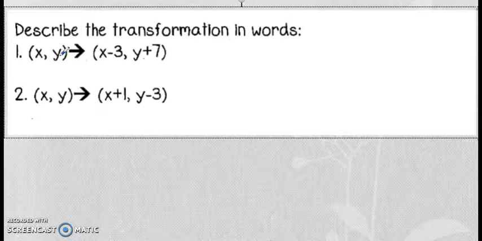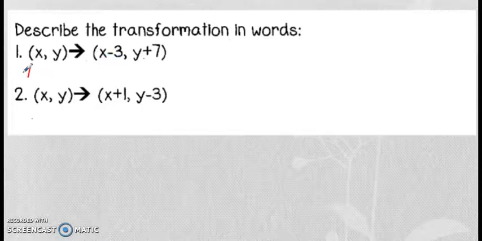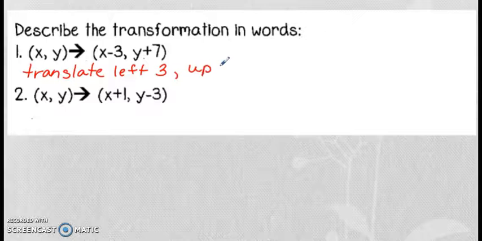In this example, we want to write it in words. So here is our original, and we're going to look over here to see how we change. The X is changing with a minus 3. So we are translating our shape. X is left or right, and since it's minus or subtract, we're going left 3. From here, we are going up, since it's positive, 7.